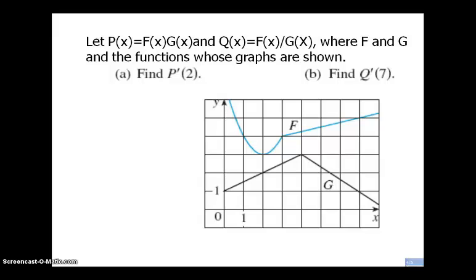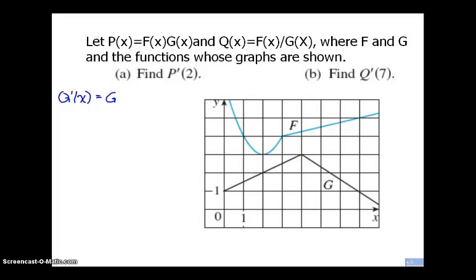We've already finished part A of this problem, so I want to start this video with part B. We're going to find q prime of 7, where q of x is f of x divided by g of x. So that's a quotient. So q prime of x is going to require the quotient rule. So we're going to show the AP reader that we know the quotient rule.